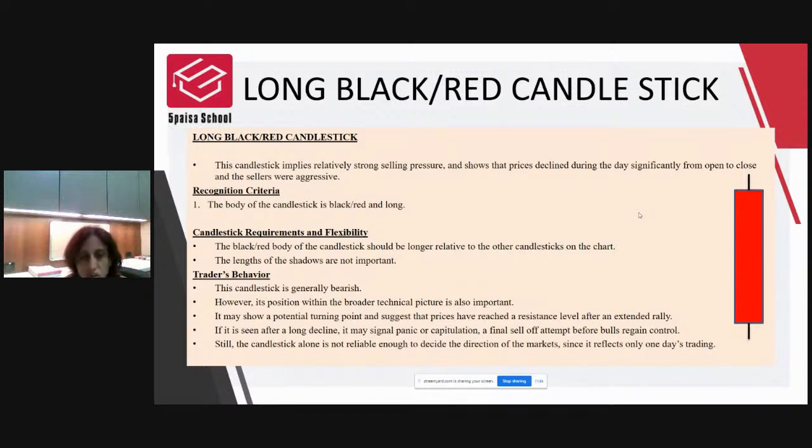If it is seen after a long decline, it may signal panic or capitulation in the market. So a final sell-off attempt before the bulls regain. So maybe this can also indicate a turning point. Still, as I said, a word of caution. A candlestick alone is not reliable and nothing should be taken up in isolation, because remember, it reflects only one day's trading.